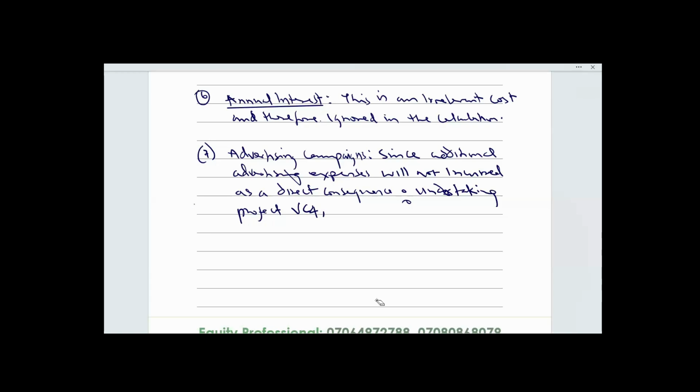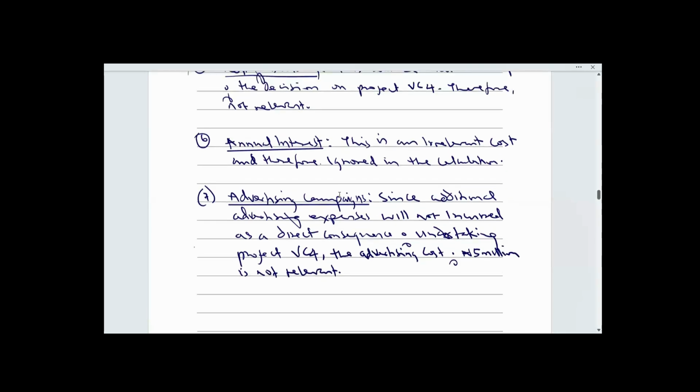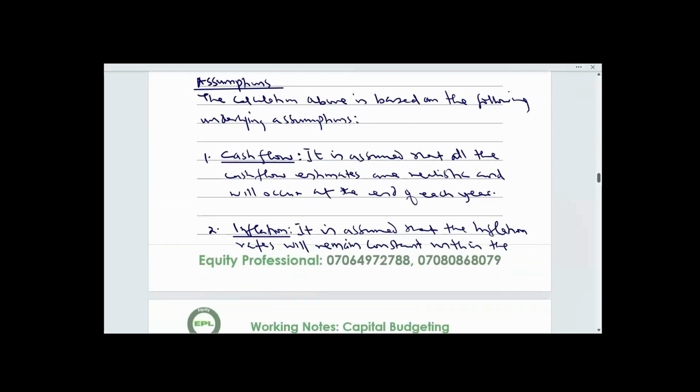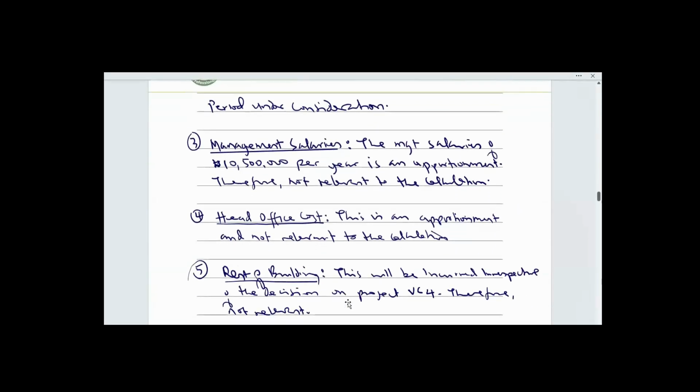Project VC4, the advertising cost of 5 million naira is not relevant. Okay, so this is it. If you mention like 5 different factors, assumptions, we are good to go. All right. This is not the end of the question.